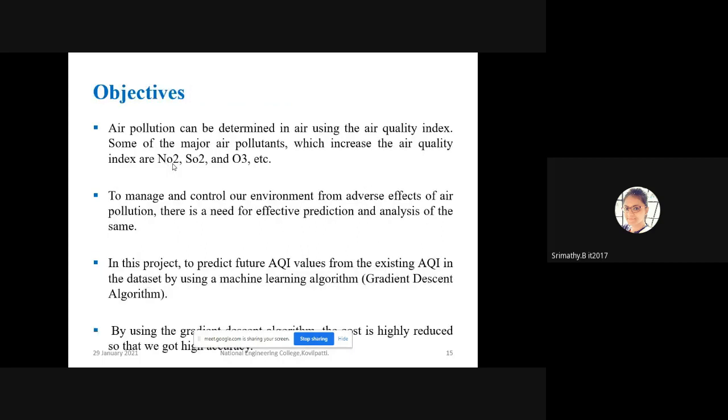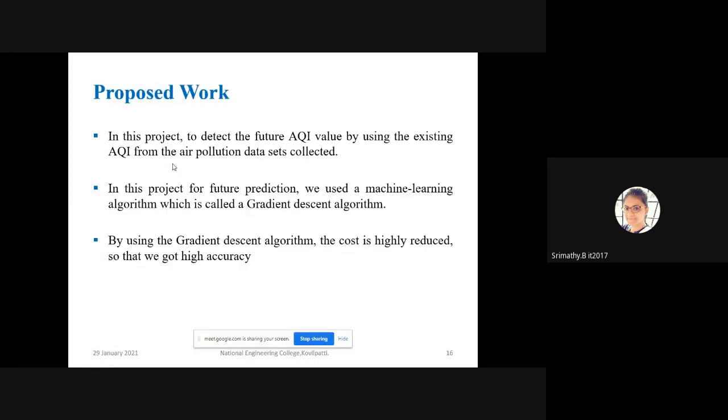This is the problem statement, and the objective of our project is to predict the future AQI value from the existing AQI value by using an algorithm called gradient descent algorithm. In this algorithm, the cost is highly reduced, so we can get high accuracy. The proposed work can be continued by another member, Dikshanya.